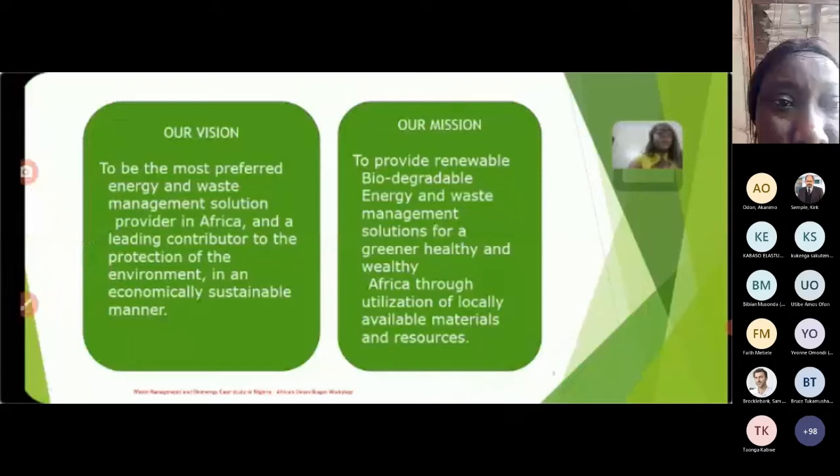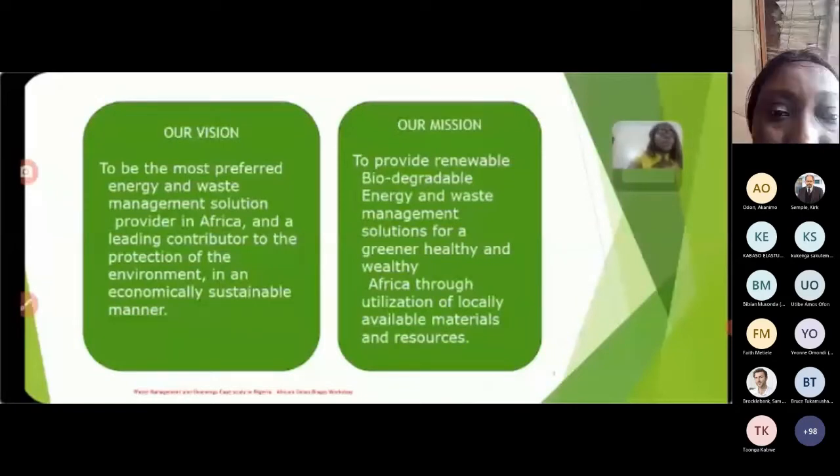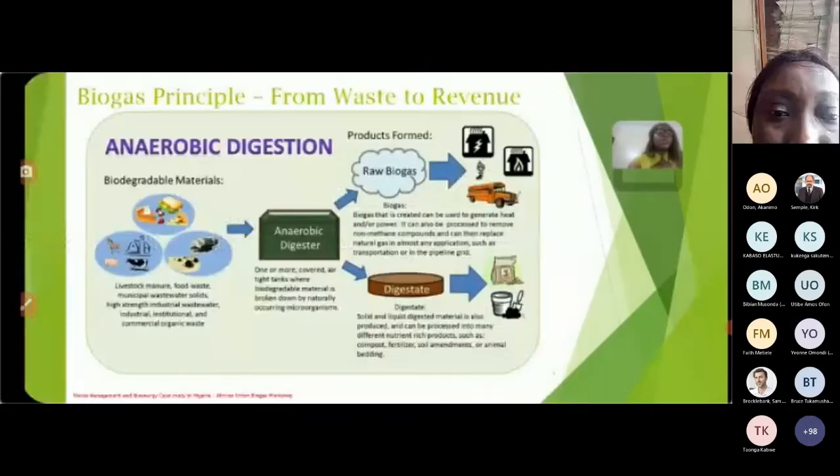Our vision is to be the most preferred energy and waste management solution provider in Africa and a leading contributor to the protection of the environment in an economically sustainable manner. Our mission is to provide renewable, biodegradable energy and waste management solutions for a greener, healthier, and wealthier Africa through utilization of locally available materials and resources.